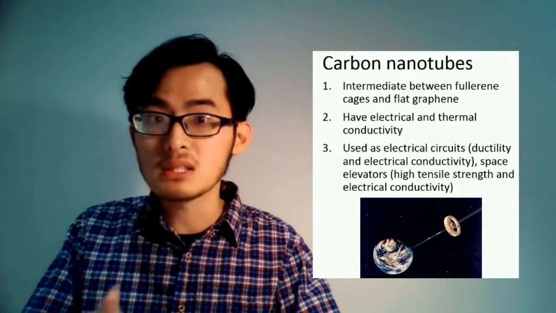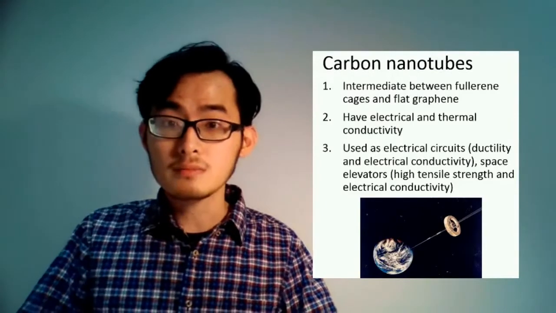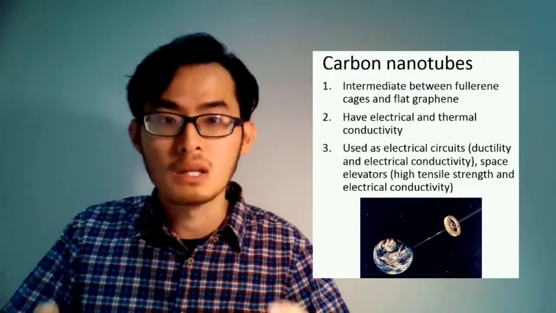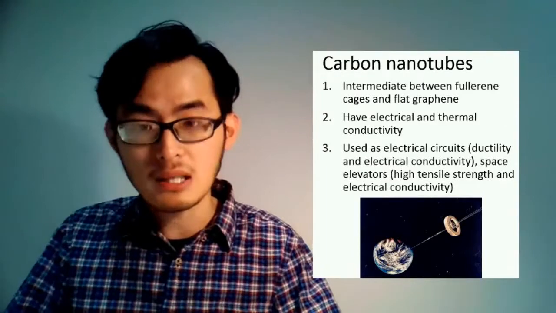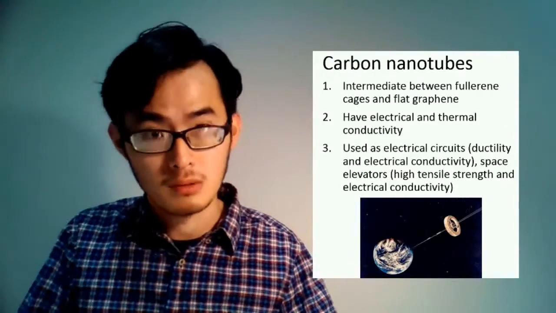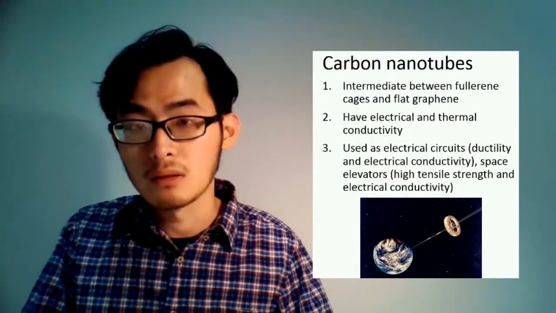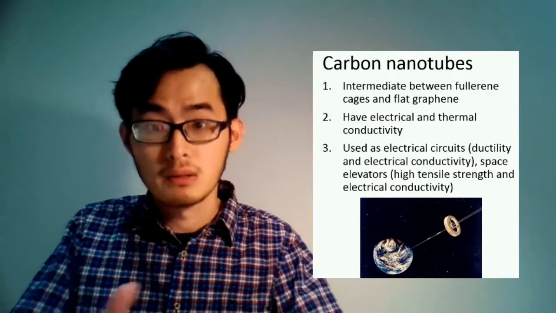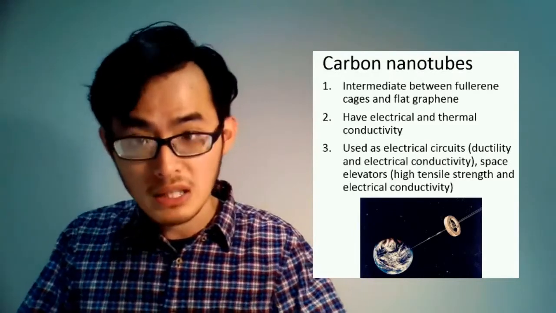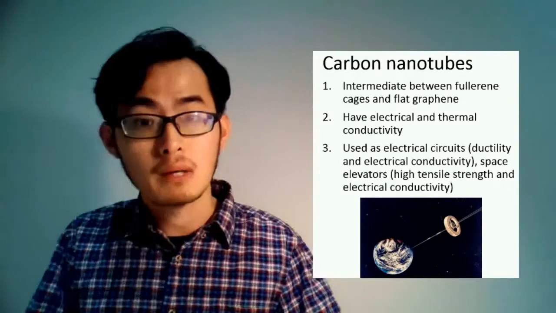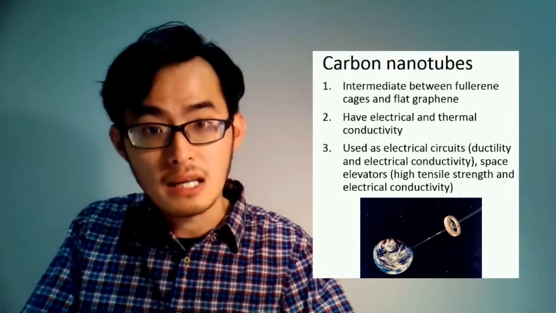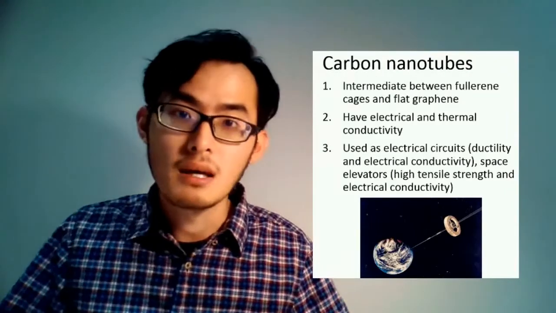As you can see in this diagram, this is an example of a space elevator. Maybe in the future, when we create a space elevator, it will look something like this, and it will be made of carbon nanotubes. So there are many uses of carbon nanotubes, but the most prominent one is that because of its electrical and thermal conductivity, it can be made into electrical circuits and space elevators.